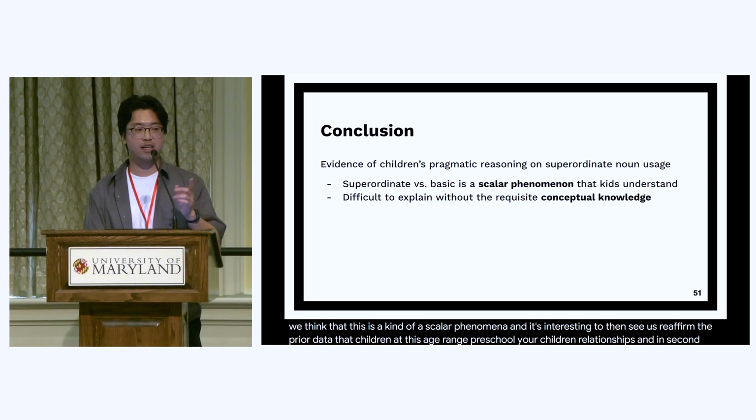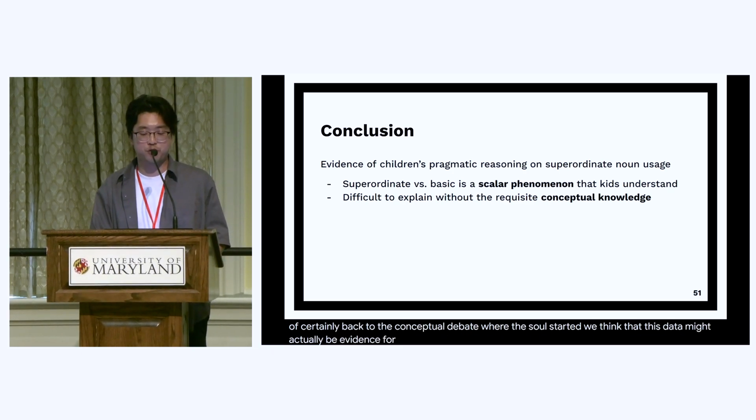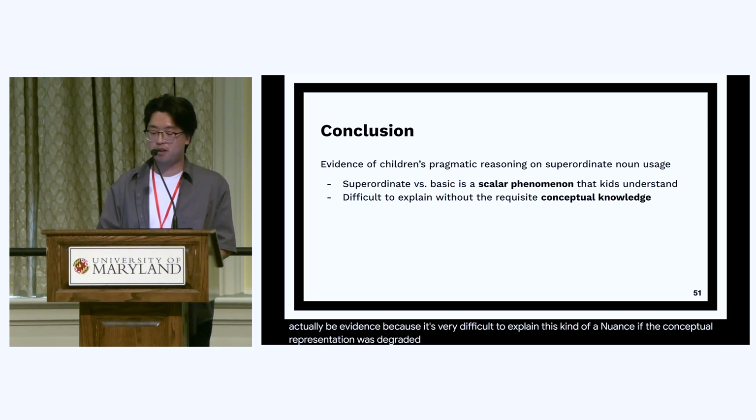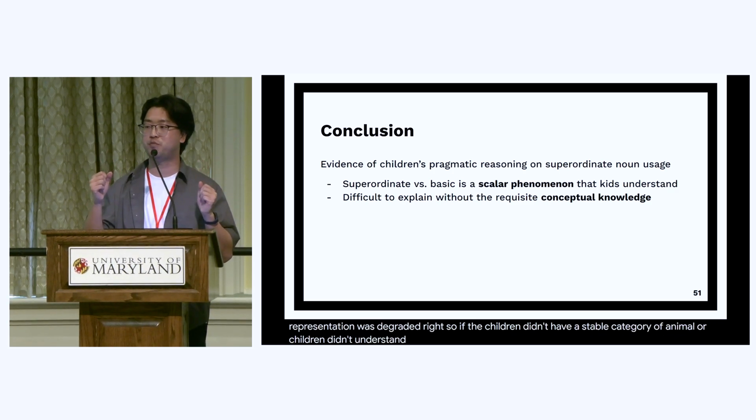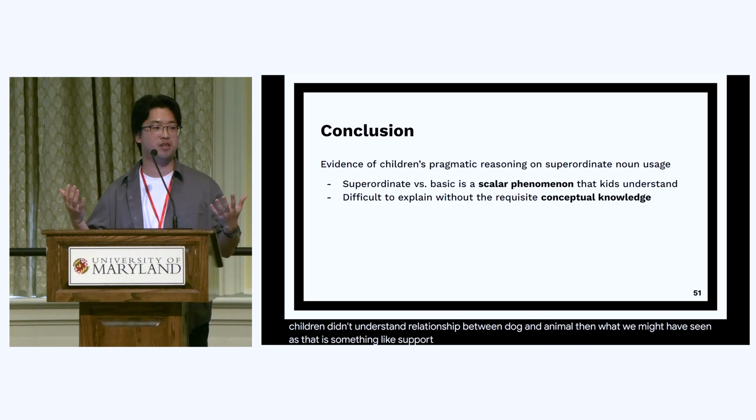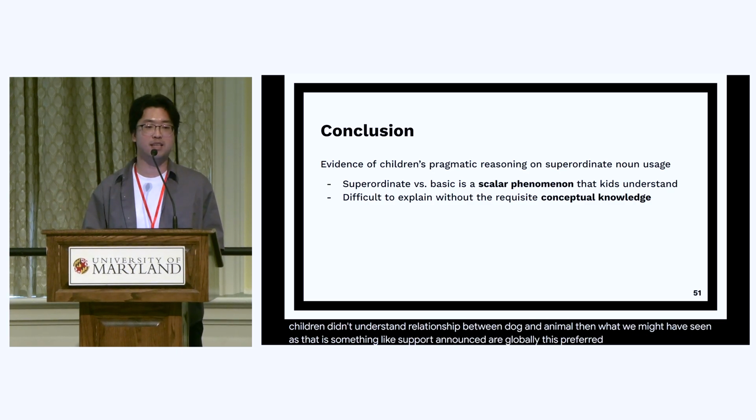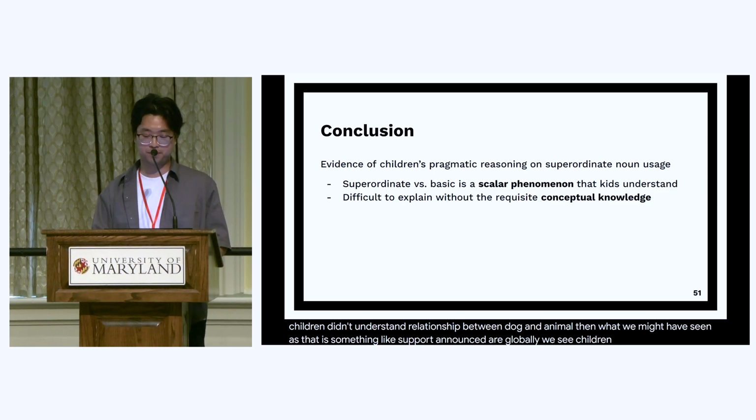And then second, circling back to the conceptual debate where this all started, we think that this data might actually be evidence for conceptual competence, because it's very difficult to explain this kind of nuance if the conceptual representation was degraded, right? So if the children didn't have a stable category of animal, or didn't understand the entailment relationship between dog and animal, then what we might have seen instead is something like superordinate nouns are globally dispreferred. Right? Instead, that's not what we see. We see children sensitive to pragmatic demands of the task.